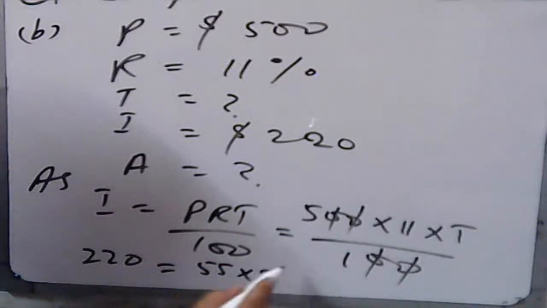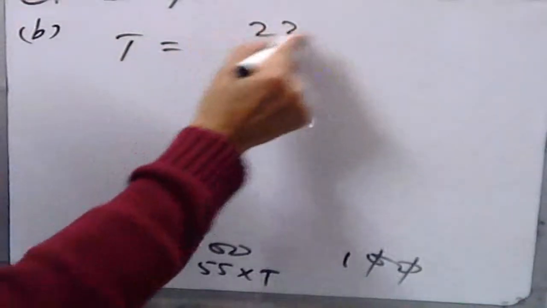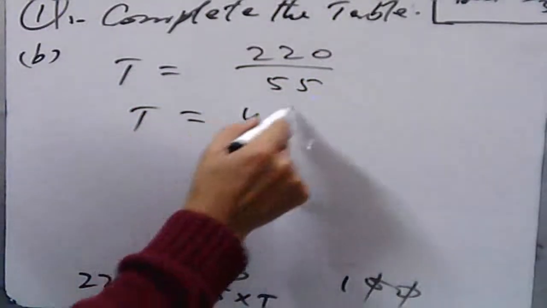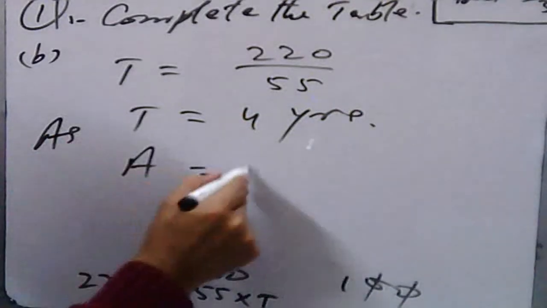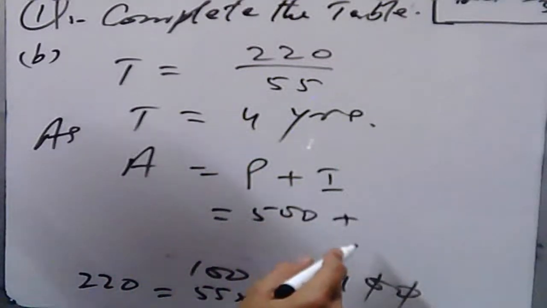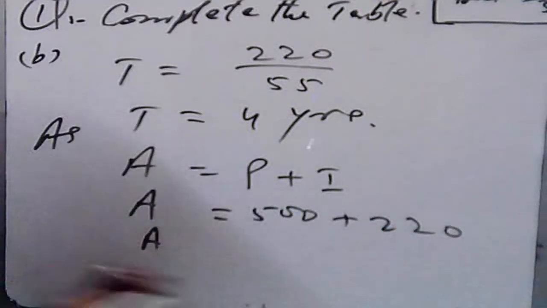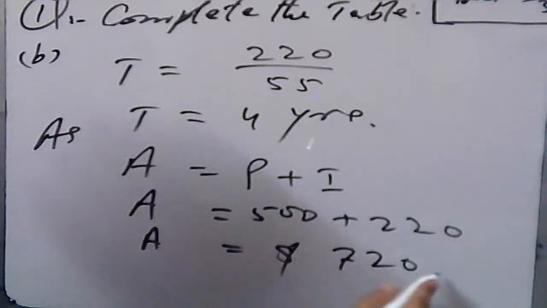So you need T equal to 220 divided by 55. After simplification the value of T is equal to 220 divided by 55. So time is 4 years. Once again, amount is equal to principal amount plus interest. Principal amount is 500 and interest is 220, it is given to you. So what is the total amount? Amount is $720, so that is your required result.